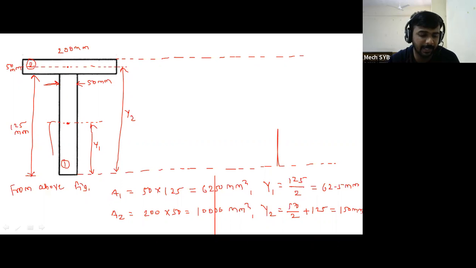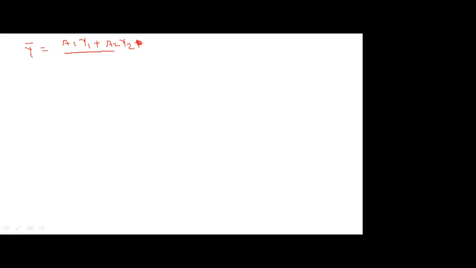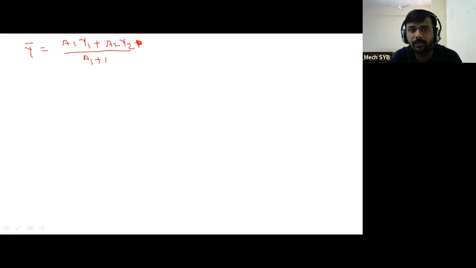So this is the a1 and a2, then the y1 and y2 calculation, and these dimensions are important for the y bar calculation. Why? Because the section is not symmetrical about the x axis. So write down our formula. Y bar is equal to a1 y1 plus a2 y2 plus a3 y3. Do we need a3 y3? No. Only two sections are there.